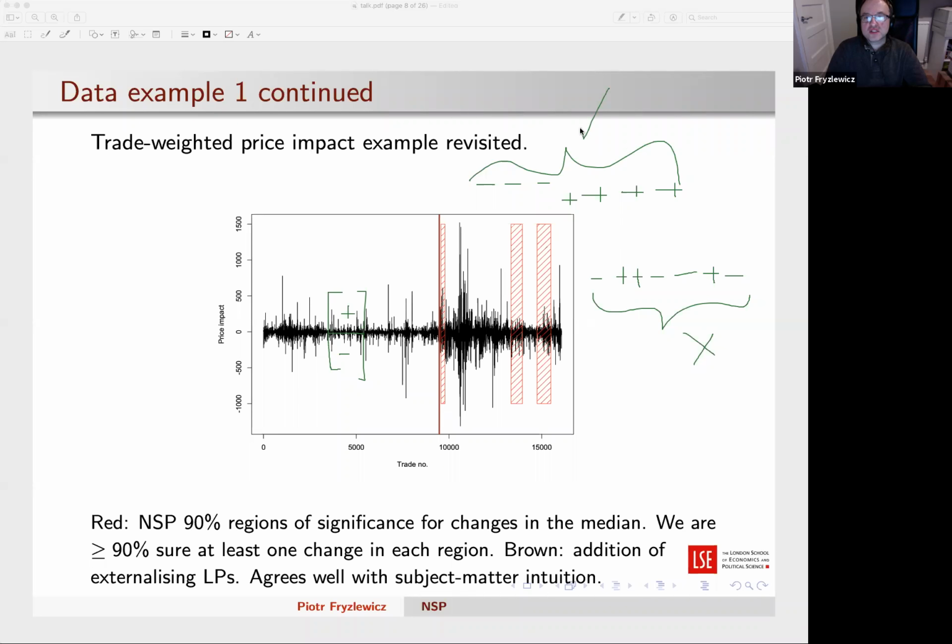And of course, there's loss of power here. If my data were Gaussian, then of course I would lose something, because I'm only working with the signs. But I'm gaining so much in this way because I can treat arbitrarily heavy tail data.